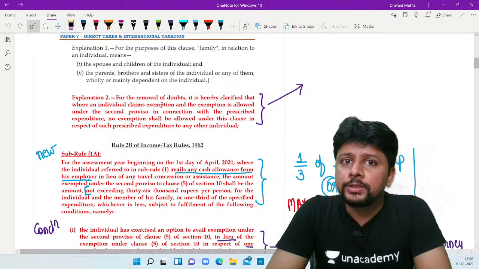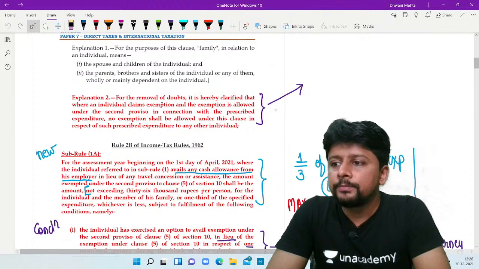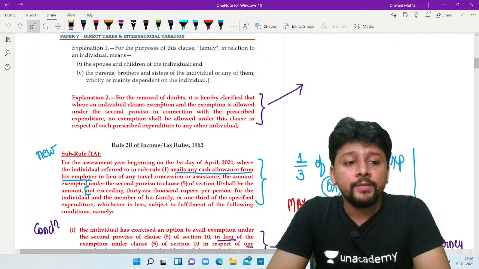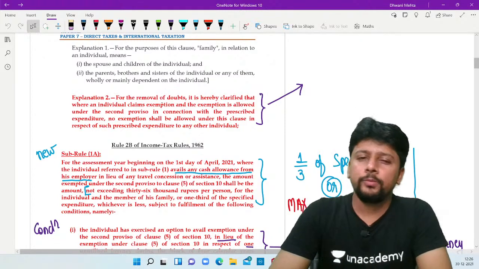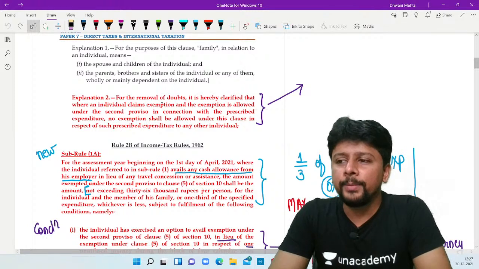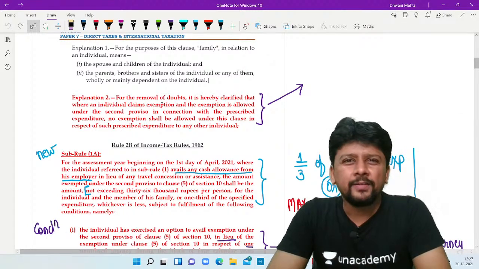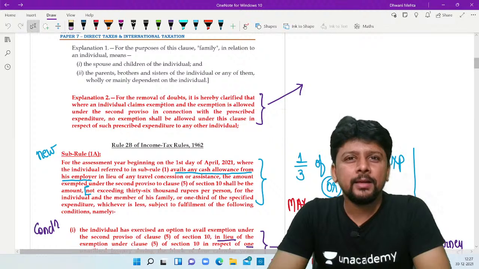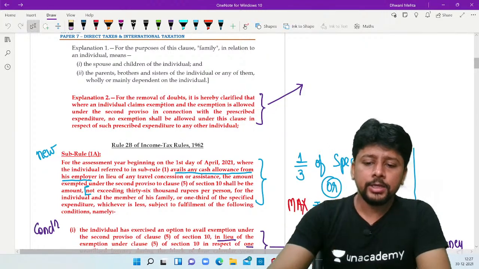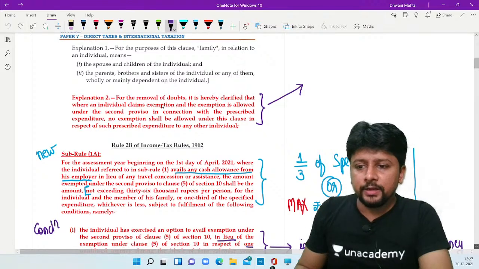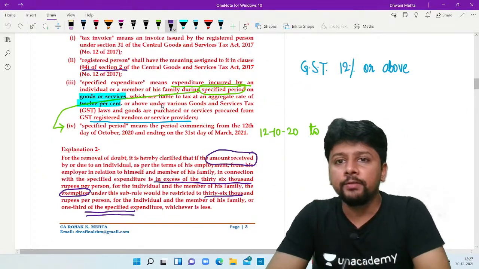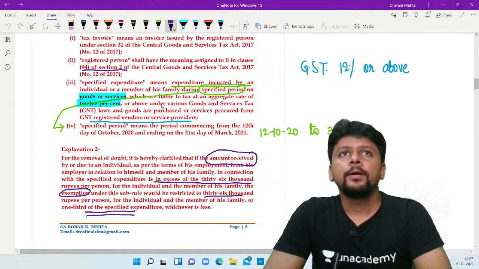This amendment was criticized by various tax experts, by various newspaper articles also, and to be very honest, they are correct also. The amendment is drafted a bit illogical, if I may say so. The period that you are talking of is October 2020 to March 2021. You just go into flashback.